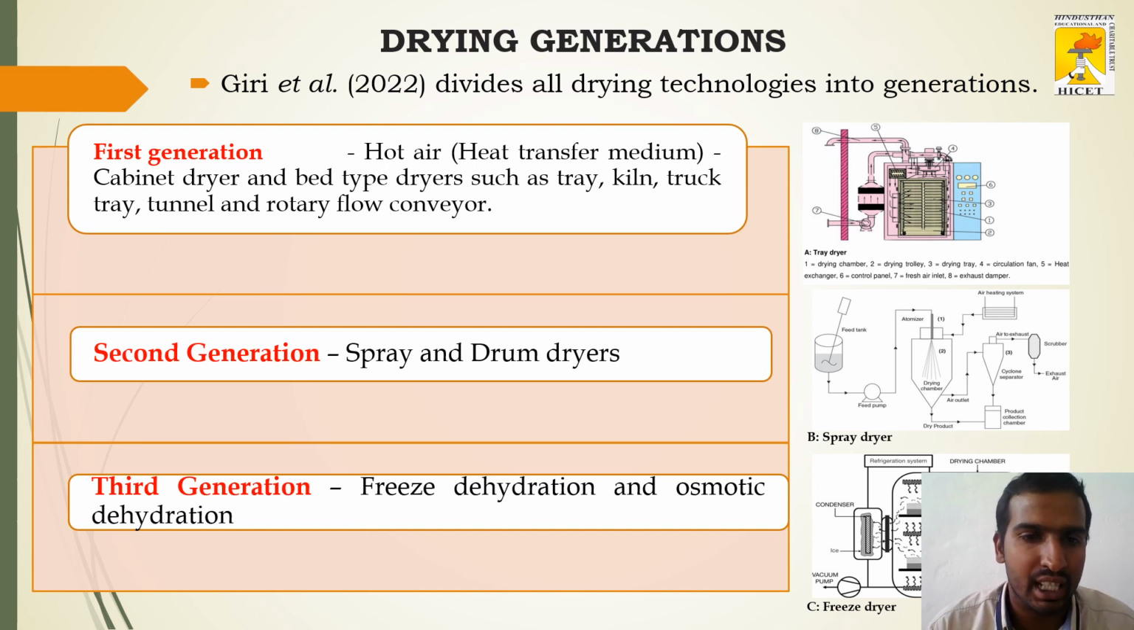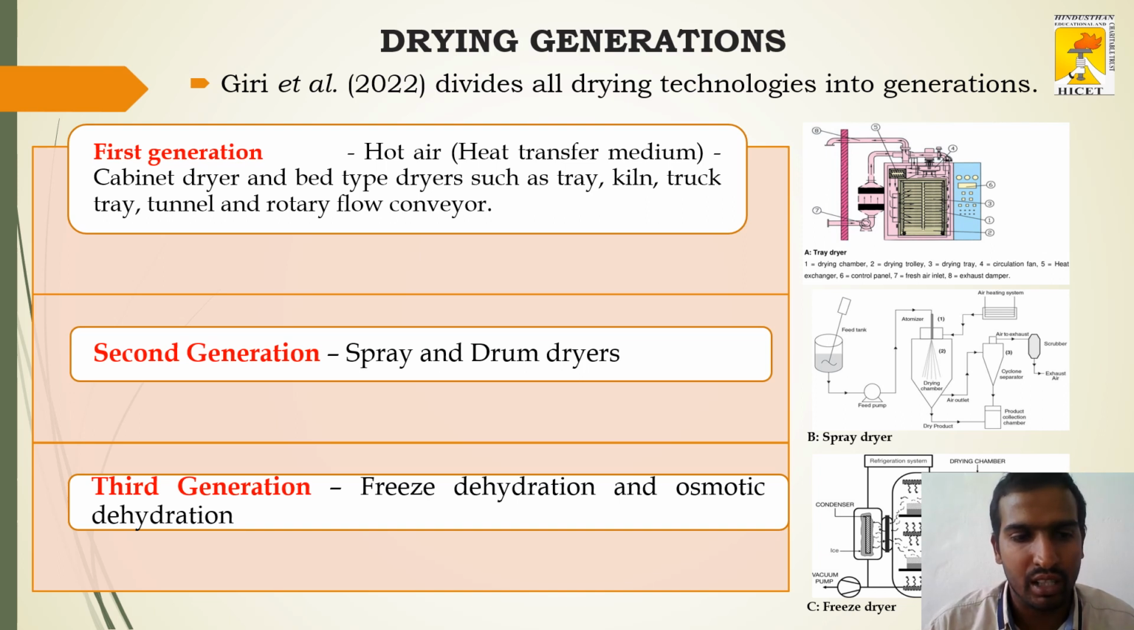And coming to the second generation, they use conduction and convection. Here the spray dryer is used for converting to powders, and drum dryers are also used for the conversion of powders. So the drum dryer is a kind of conduction medium, and the spray dryer is a type of convection transfer method.